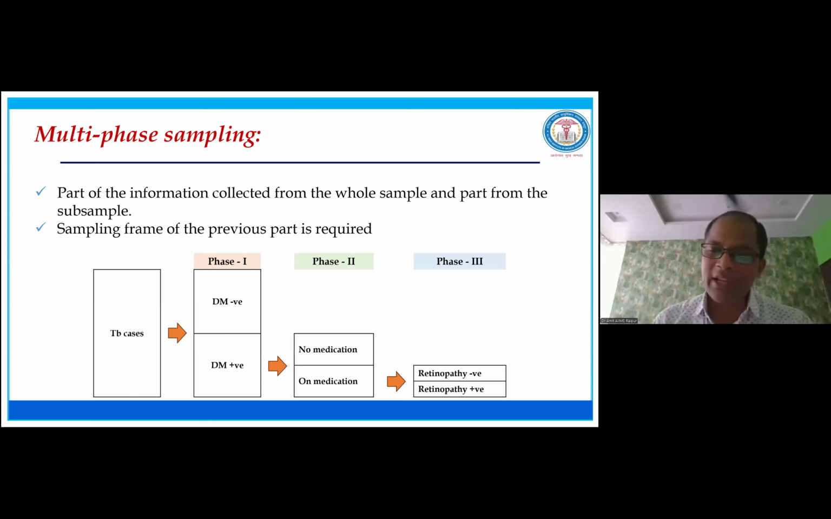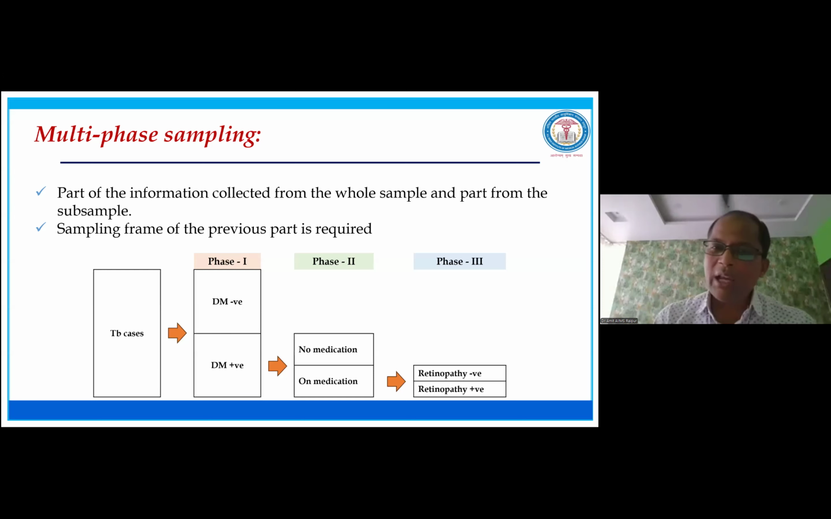So what I have done is in the first phase, I collected data related to their diabetes status, and those who are positive for diabetes, I took them to the second phase and I collected data regarding whether they are on medication or they are not on medication. Then those who are on medication, I took them to the third phase and I asked about the complications of diabetic retinopathy. So those having diabetic retinopathy, finally they were included in my sample. So this is known as multiphase sampling because we are doing the sampling in multiple phases.